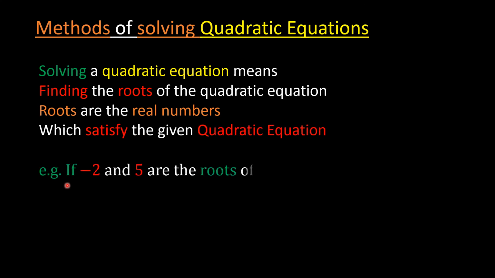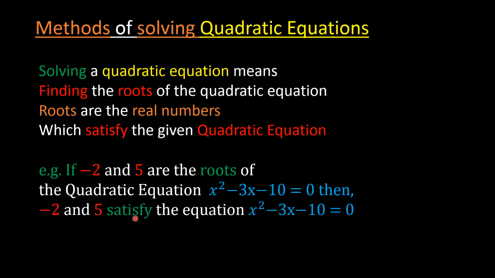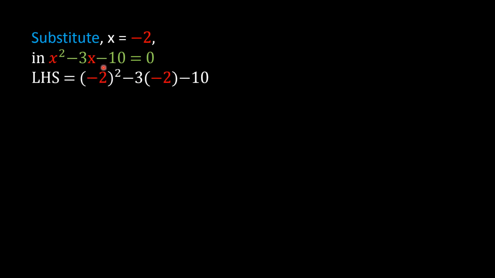For example, suppose -2 and 5 are the roots of the quadratic equation x squared minus 3x minus 10 equals 0. Then -2 and 5 satisfy the given equation x squared minus 3x minus 10 equals 0. First, we will substitute x equals -2 in the quadratic equation, x squared minus 3x minus 10 equals 0. We will substitute -2 in place of x.